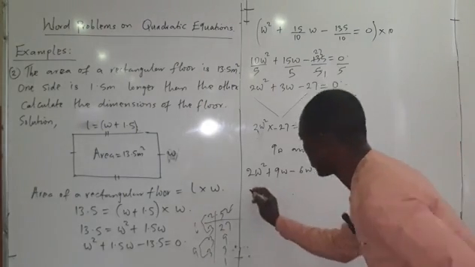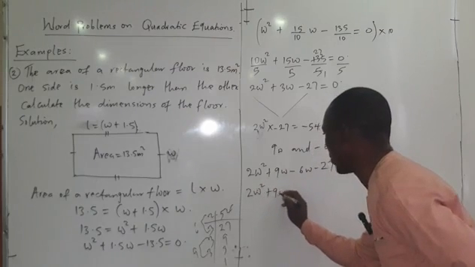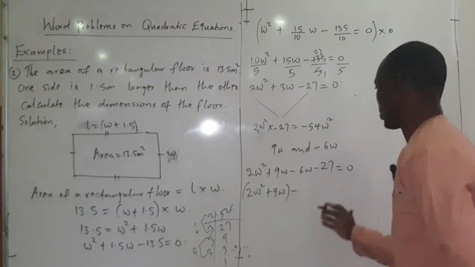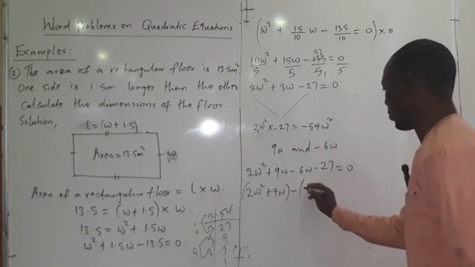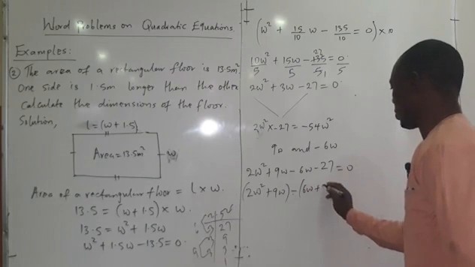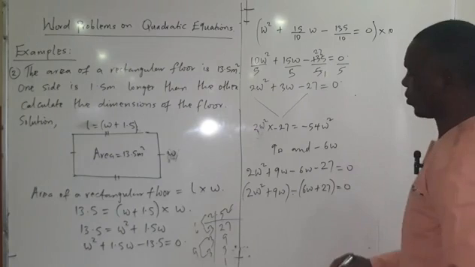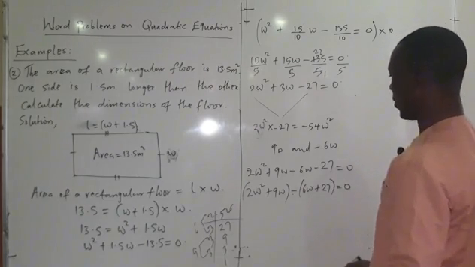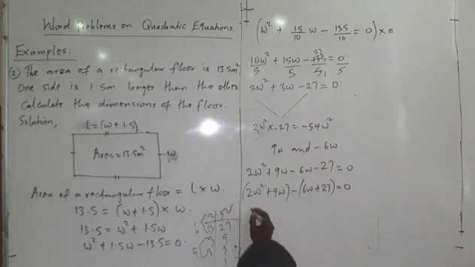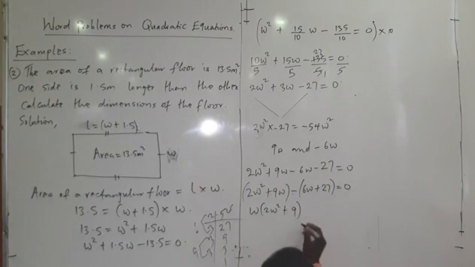So we now group 2W squared plus 9W in a bracket, then minus, so we factor out minus, so we'll be left with plus 6W, then plus 27 equals 0. So we look for the common factor here. The common factor is W. So we have W into 2W plus 9. Then minus, the common factor here is 3. So you are left with 3 in 6W, that's 2W, plus 3 in 27, that's 9, which equals 0.